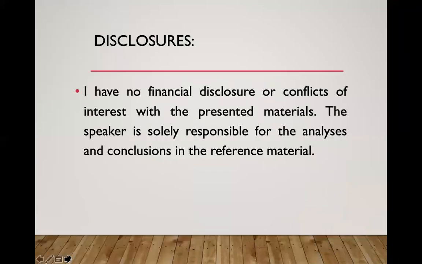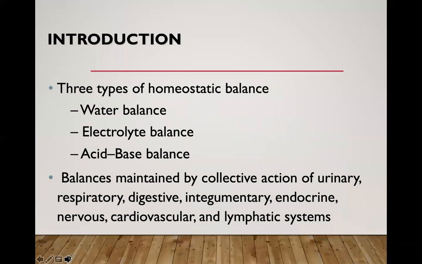These are my disclosures. There are three types of homeostatic balance that we see in our system. Number one is water and electrolyte balance, which we shall be discussing this week. Acid-base balance is a separate topic and will be discussed in CDB. The balance is maintained by a collective action of the urinary, respiratory, digestive, integumentary, endocrine, nervous, cardiovascular, and lymphatic systems.